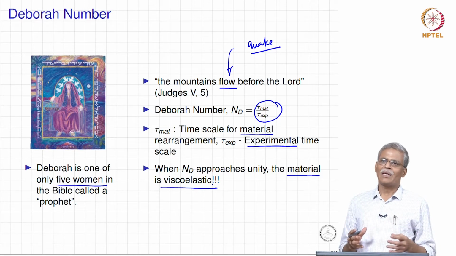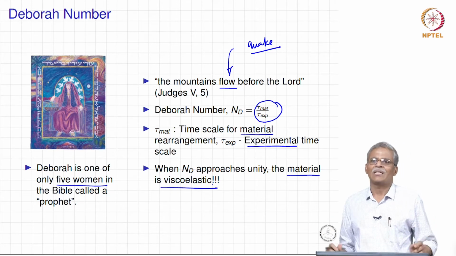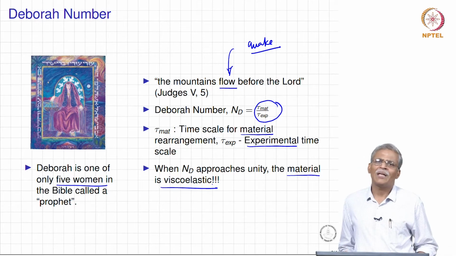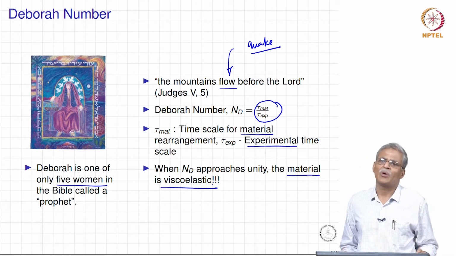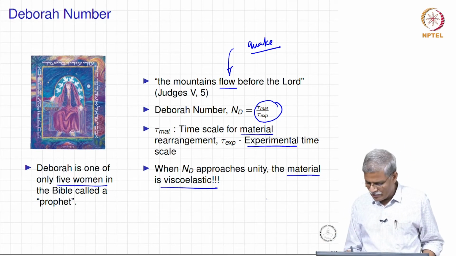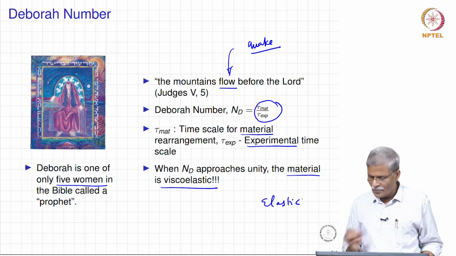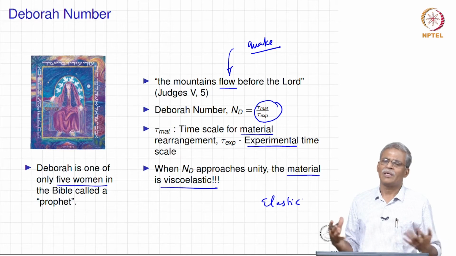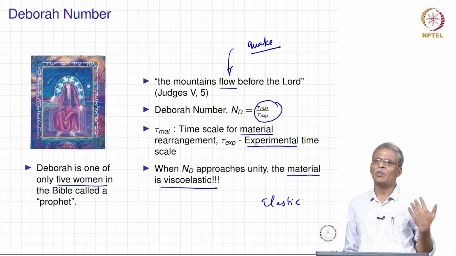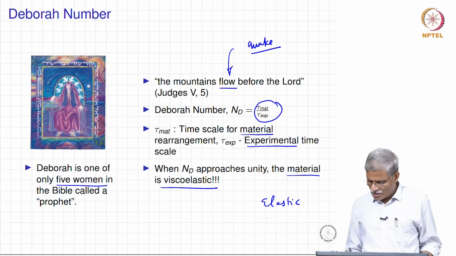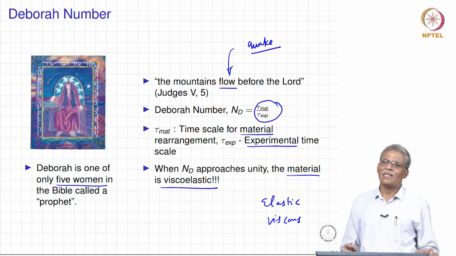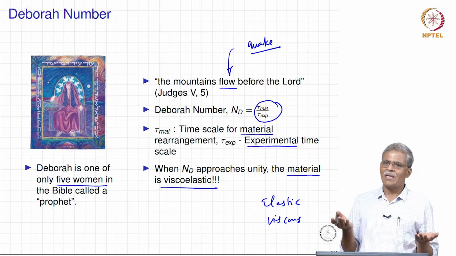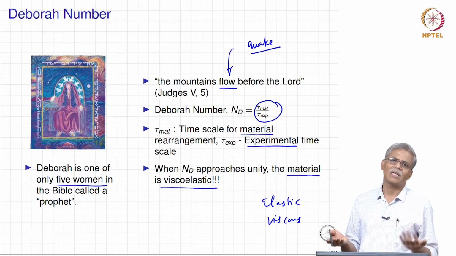If you take a material and apply a load and the material instantaneously responds, so that means the material rearrangement time scale is very small compared to the experimental time scale, you are going to call that material elastic. On the other hand, if the material is never reaching any steady state and keeps on deforming, then you are going to say that the material response is viscous.